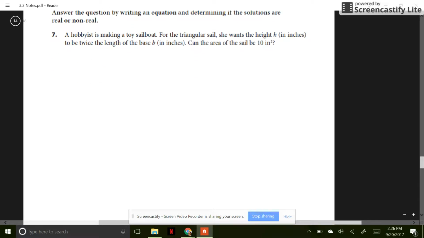A hobbyist is making a toy sailboat. For the triangular sail, he wants the height to be twice the length of the base in inches. Can the area of the sail be 10 inches squared?